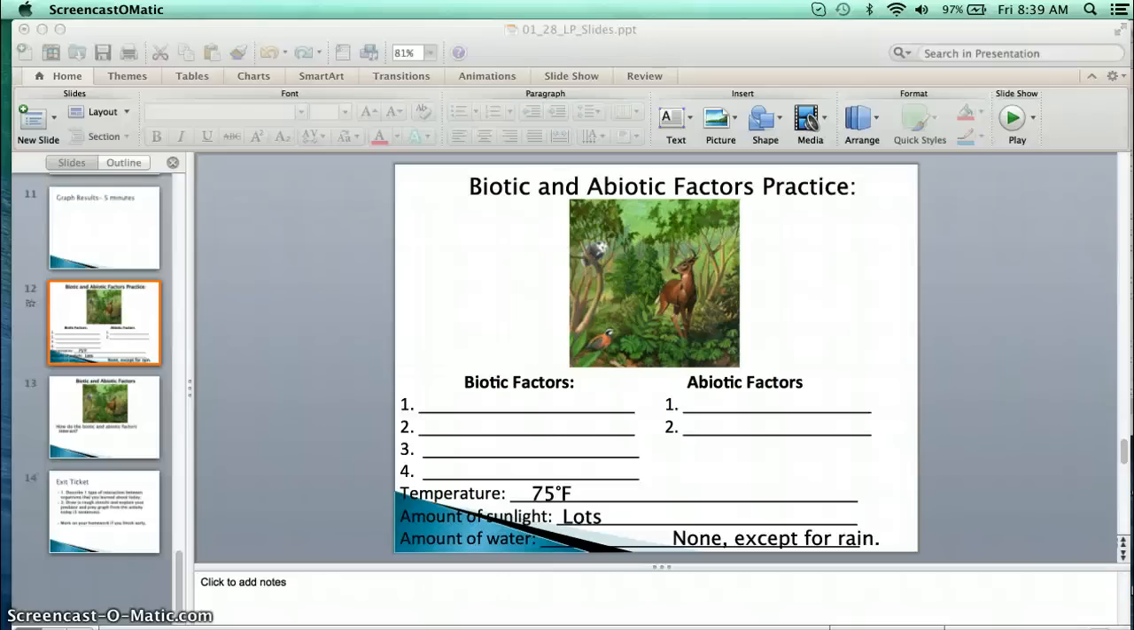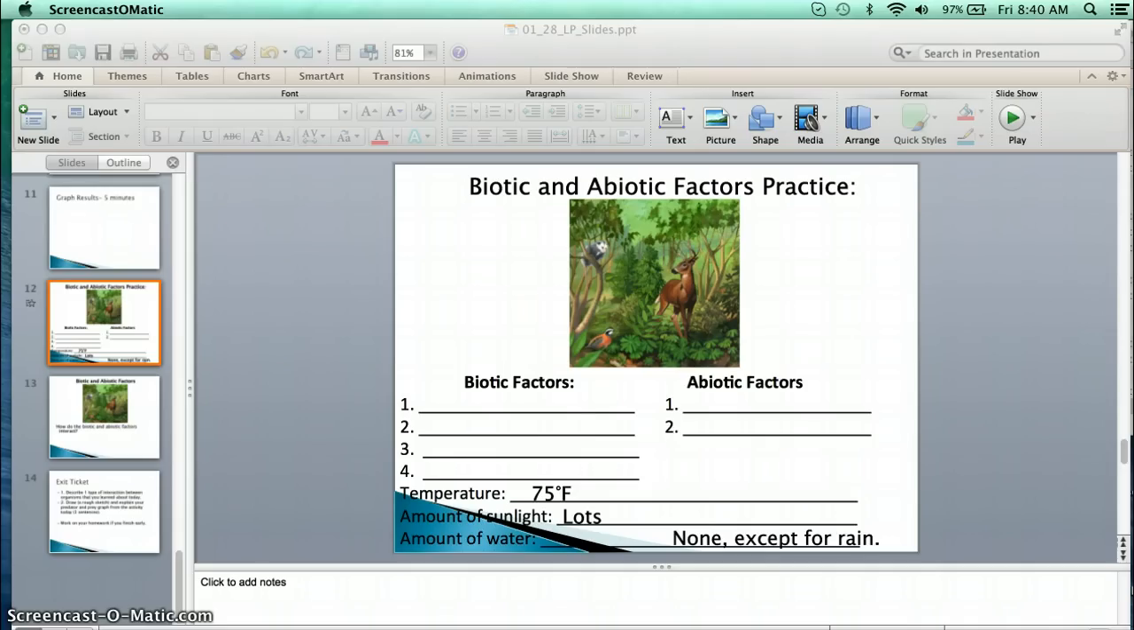Okay, on your note sheet somewhere, I want you to record these two practice questions with biotic and abiotic factors. So just find some space and write down your answers to these questions. The first question is just looking at this picture on this slide, and you're going to record 4 biotic factors in the picture and 2 abiotic factors that you think are happening or that are in this ecosystem. So take a minute to write it down.